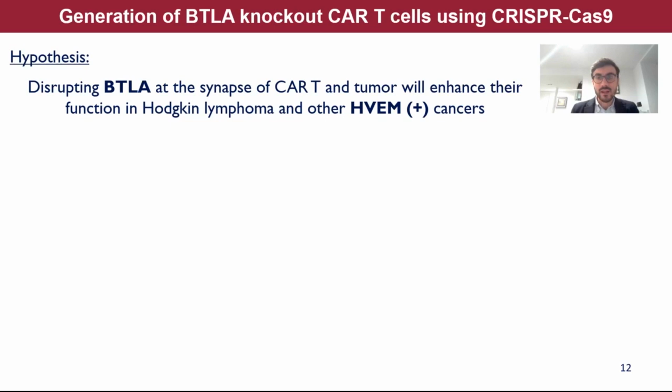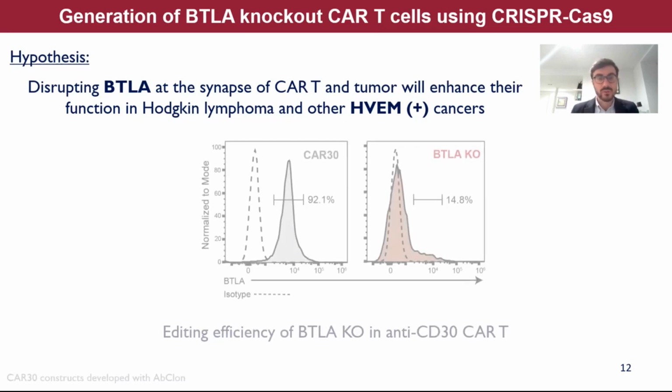Interestingly, I think that given the fact that now we have tools such as CRISPR-Cas9 and gene editing in general, we hypothesize that disrupting BTLA in CAR T cells would enhance CAR T cell function by removing an inhibitory molecule in the T cells that can recognize HVEM in a cancer or stromal cell.